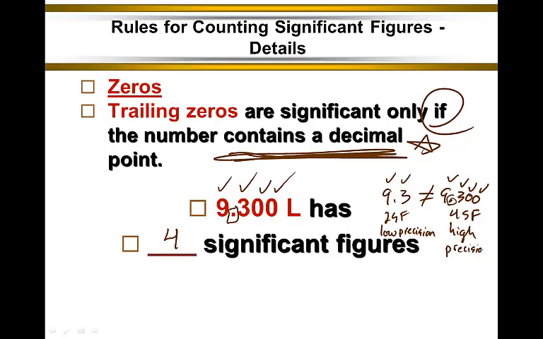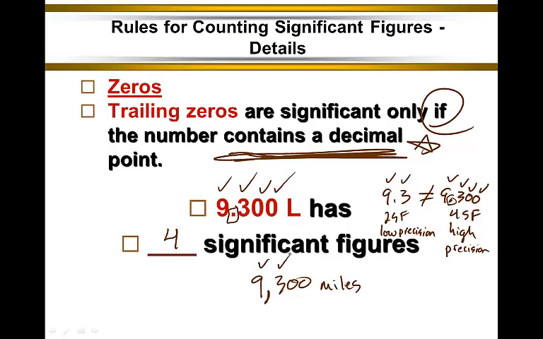Hey, Mr. Freeman, can you put up, what if we have 9,300? Like this? Okay, well, we have trailing zeros. Tell you what, put miles there.